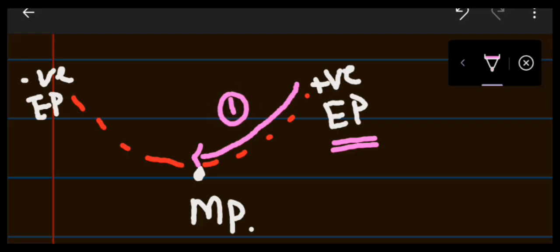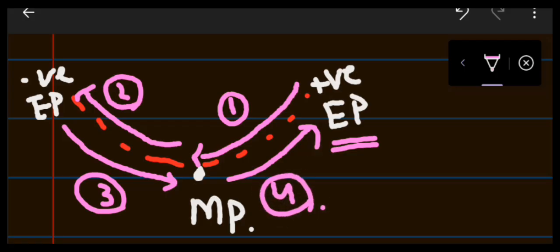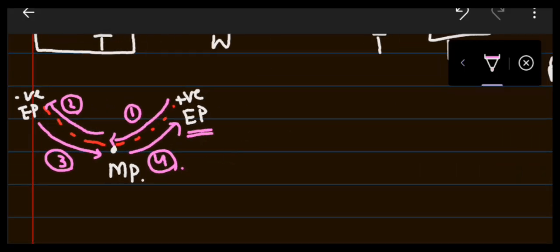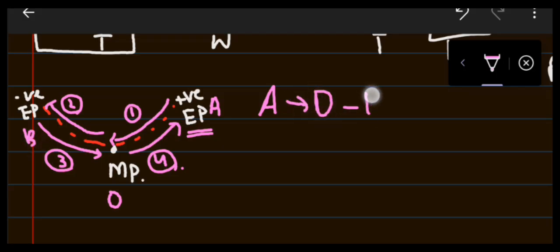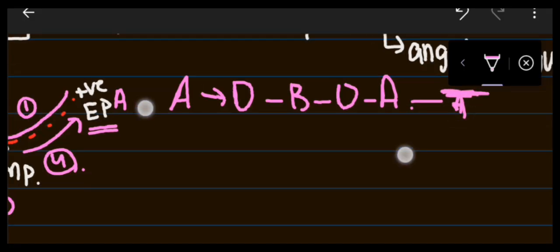Then it will not stop here, it will go by here. Second, from there it will come again to the mean position, and then from mean again to the positive extreme. These are the four turns. This is how it goes: this is A, this is B, and this is 0. A to 0, and 0 to B, then B to 0, and 0 to A. This is how one cycle completes.